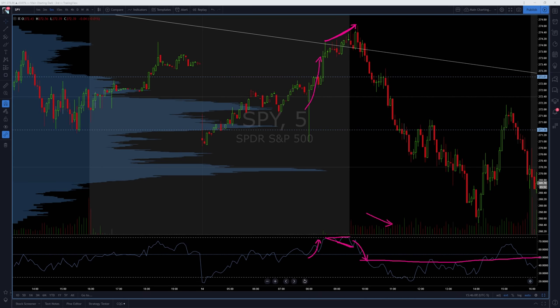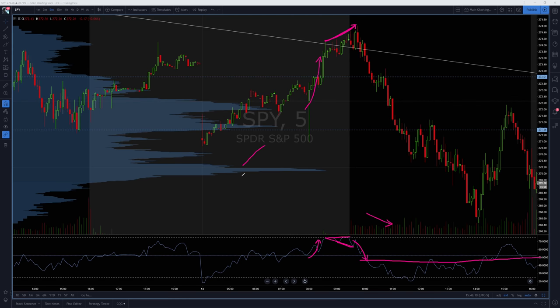Just to clarify that, this means price higher and the RSI lower on the peaks, let's say. This is what they call bearish divergence, right? When it's out, it's bear.